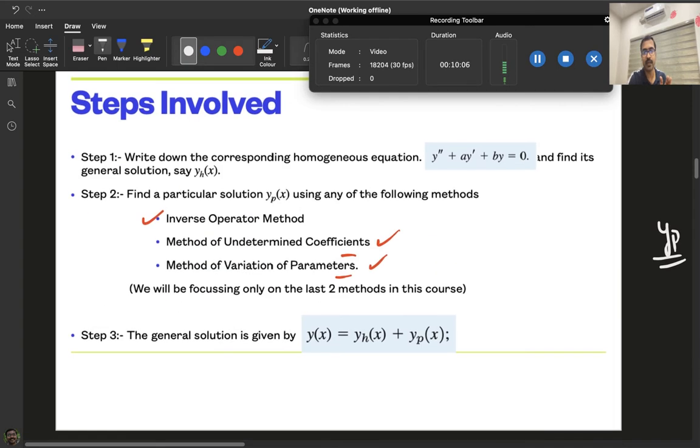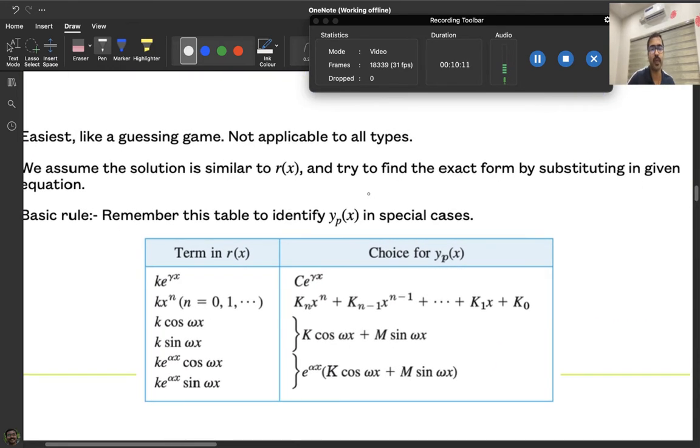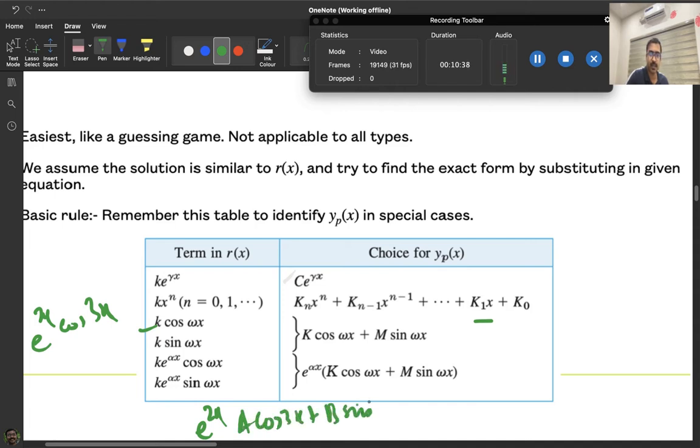I have written a table here, so just glance through the table. If it is of the form e raised to ax, you will assume that the solution is of the form c e raised to ax. Similarly if it is of the form k into x raised to n, you will write a general nth degree polynomial. If it is of the form k cos 2x, it will be k cos 2x plus k sin 2x. And if the RHS is of the form e raised to 2x into cos 3x, we will assume that the solution is of the form e raised to 2x into a cos 3x plus b sin 3x. So you have to remember this table.